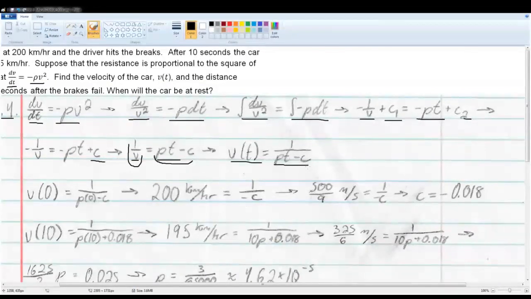Now, we have that the car was driving 200 kilometers an hour at time equals 0. So what we can do right now is actually solve for the constant. So we plug in 0 for time, and that's 200 kilometers an hour. The question asked for seconds, so I did a unit conversion, solved for c, and c is negative 0.01.